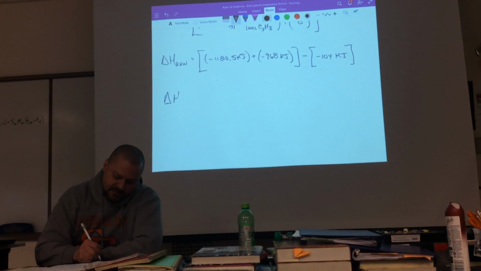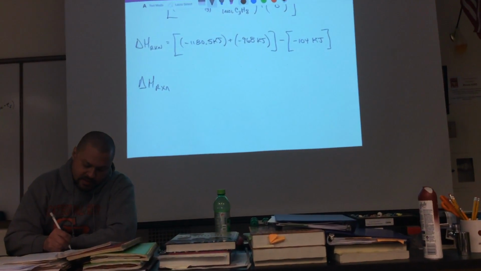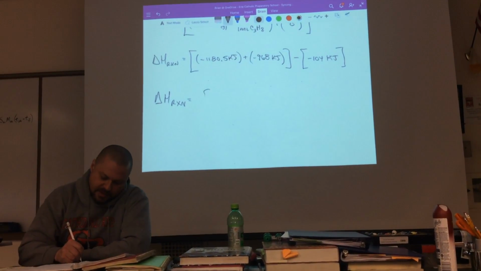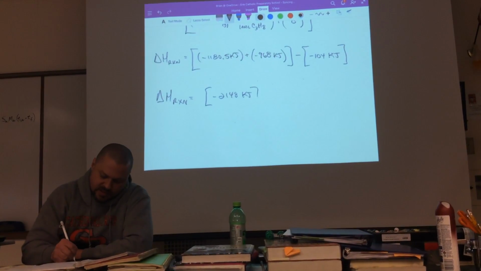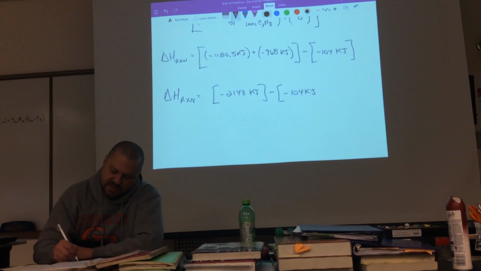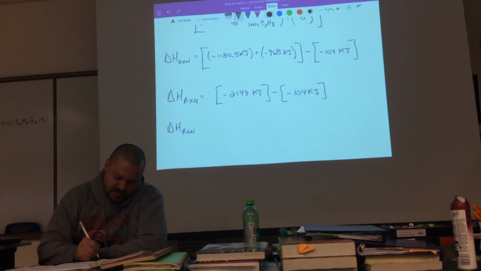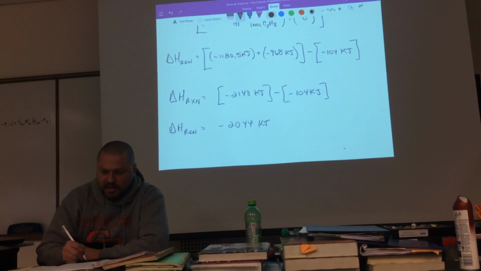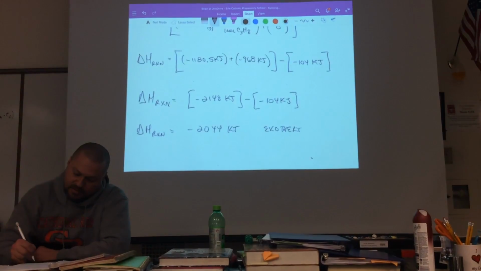So now I'm going to combine the 2 values under the first set of brackets, and when I combine those I get negative 2148 kilojoules, minus a minus 104 kilojoules, so that's actually an addition there, and so I get delta H of the reaction equal to negative 2044 kilojoules, and this is exothermic, which you would expect because it's propane being combusted.